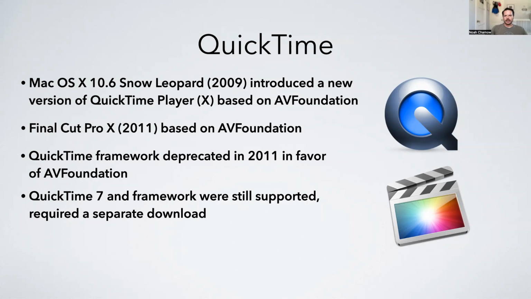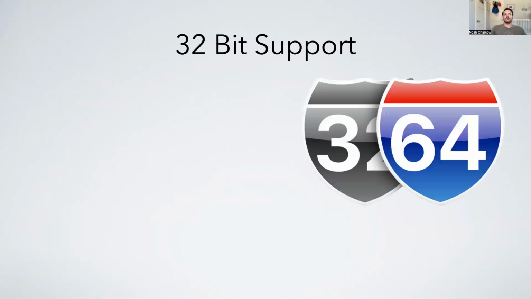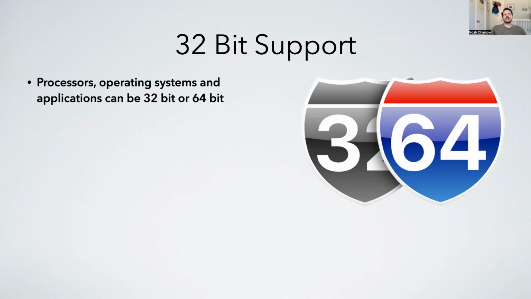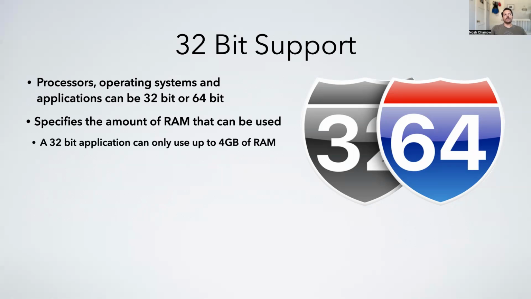So why did this change? To understand why this changed, we have to look at something called 32-bit versus 64-bit computing. In computing, processes, operating systems, and applications can either be 32-bit or 64-bit. And what that determines is the amount of RAM that can be used by an application. A 32-bit application can only use up to 4 gigabytes of RAM, whereas a 64-bit app can use up to 16 exabytes, which is 16 billion gigabytes.